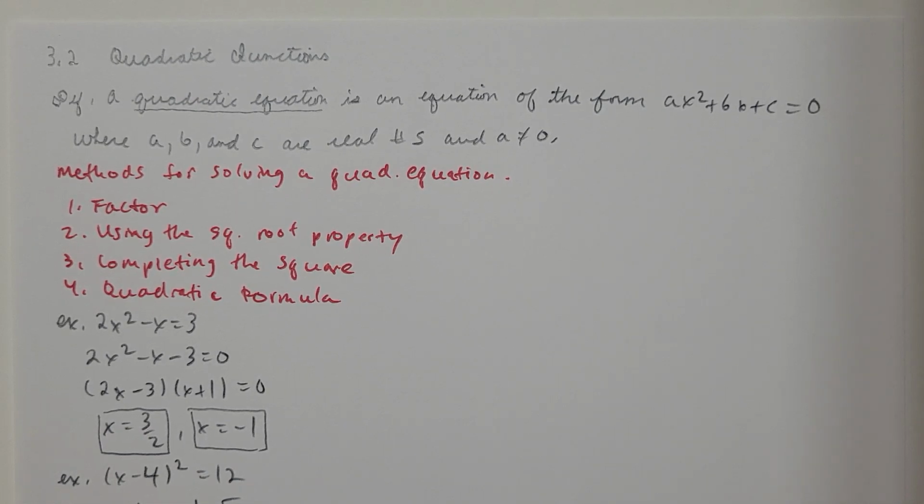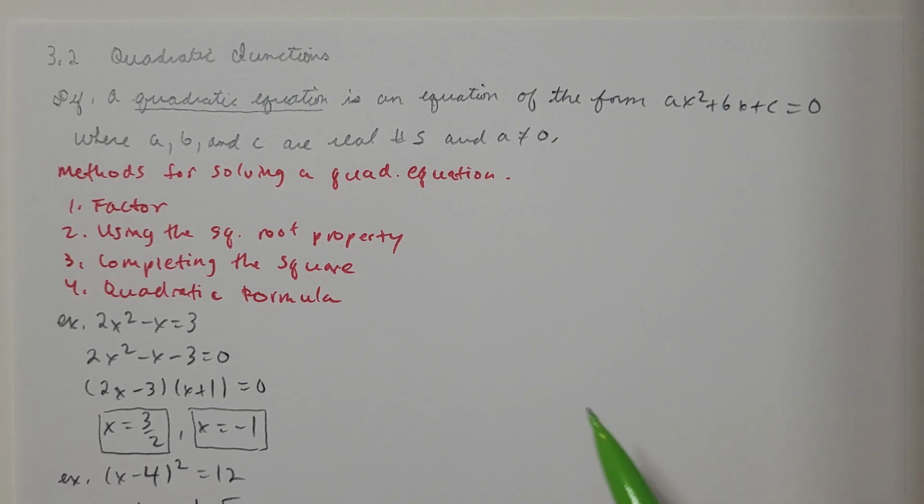All right, so we're going to start section 3.2 now. 3.2 is called quadratic functions, and there's quite a lot of information in this section that we're going to need to cover. Now the topic for the first 6 sections, as I said, was polynomials. A quadratic function is an example of a polynomial.